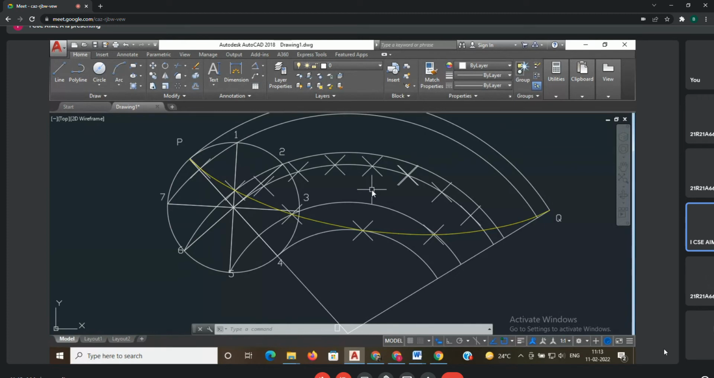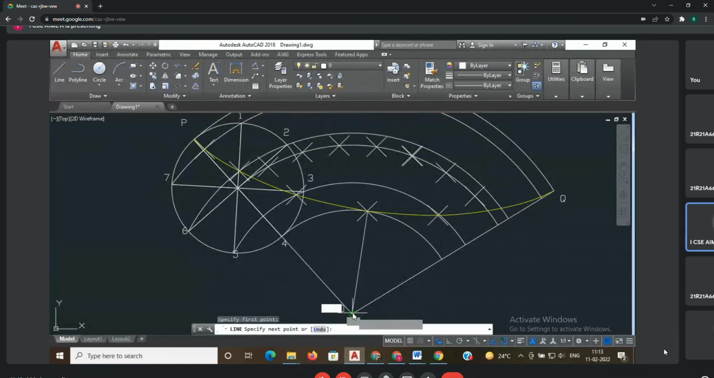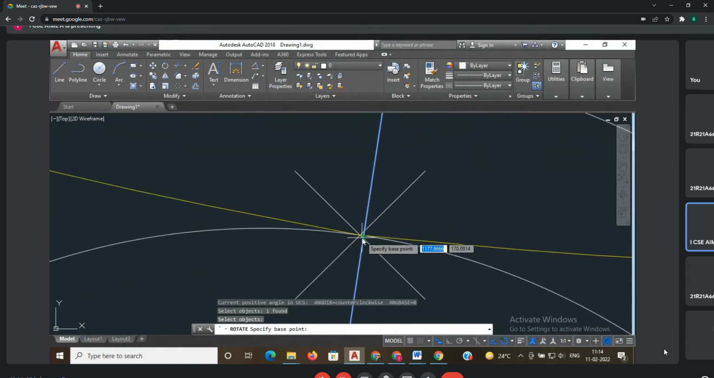P4. P4, very good. If you select P4, what else? Already you know the line. That's why select the point and draw one line, an inclined line up to the center, and just extend this line. You are not following any procedure, just drawing one line and extending it. Then you are using the rotation option. Select this point. The point must be here.